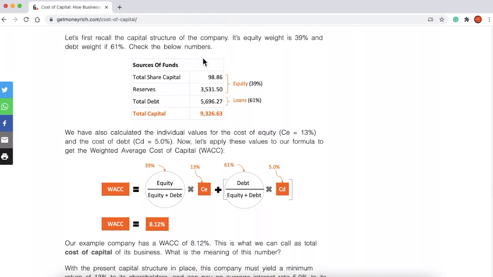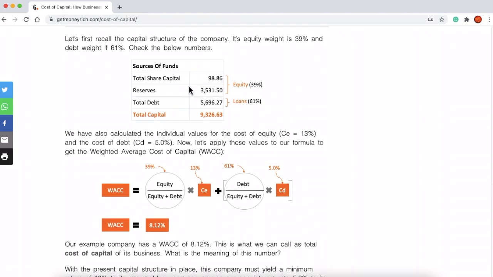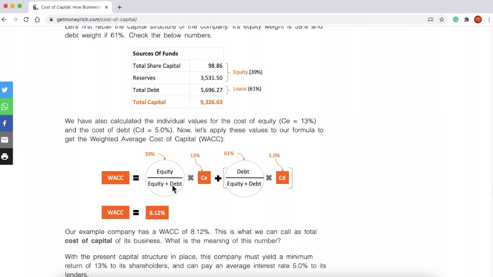Just for example, I have taken values from a company listed in the stock market. Here the company had a total share capital of 98.86 crores. It has reserves of 3,500 crores and it has taken debt of 5,690 crores. So the total capital will be this plus this plus this. Out of this total capital, equity is 39% and loans are 61%. So the equity component will be 39% and the debt component will be 61%, the values taken from here. Just for example, I am showing.